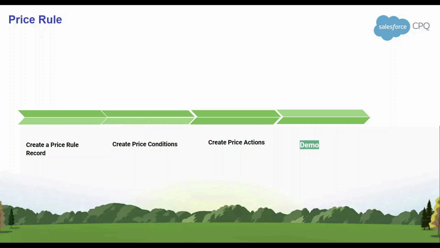Hello. Now that we have understood what price rules are, in this lecture we will roll up our sleeves and create one together. Every price rule starts with a price rule record. Seems obvious, but it's just the first of three steps. The price rule record acts as a container for the price condition and price action records. It also has a few critical properties that can affect how the rule operates. Let's see these properties in action together.